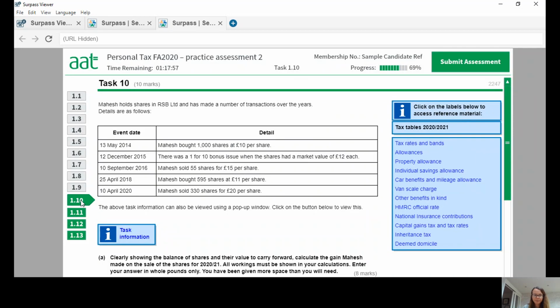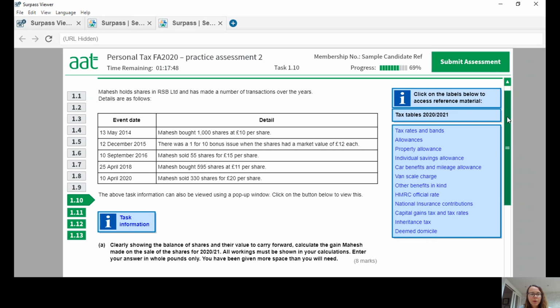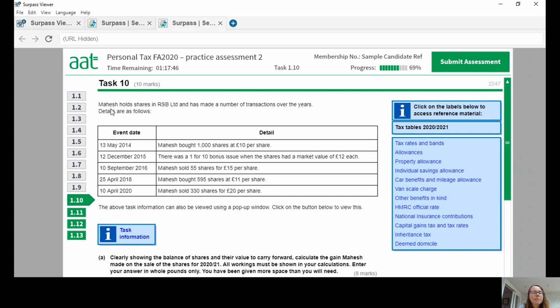Okay, task 10. This is the share question where you have to do the share pool. Mahesh holds shares in RSB Limited, has made a number of transactions. Here are the details. So we are going to be working out the gain on this final sale.